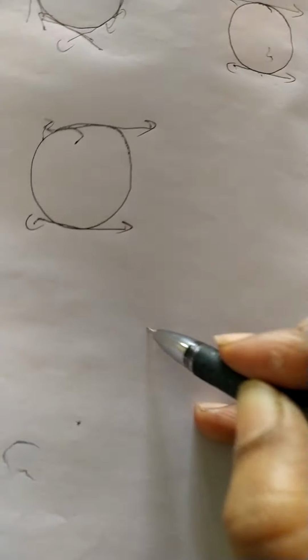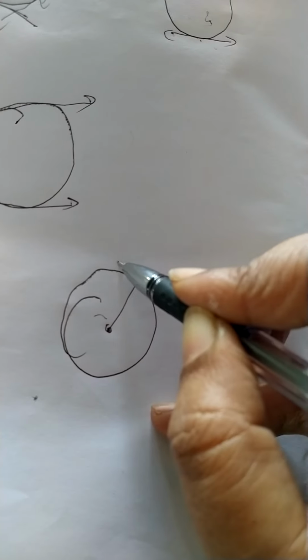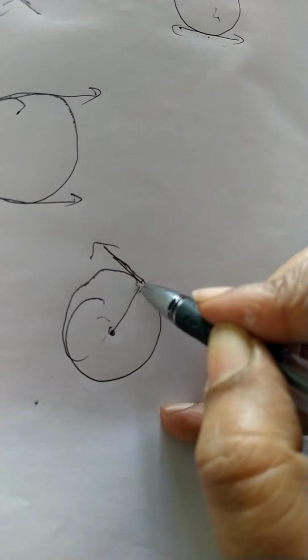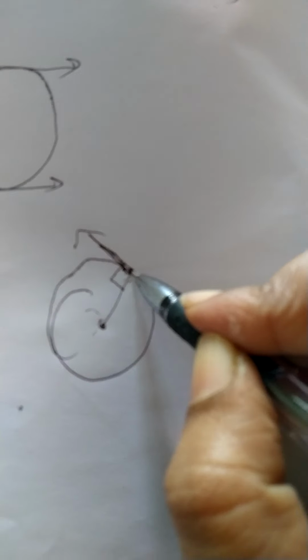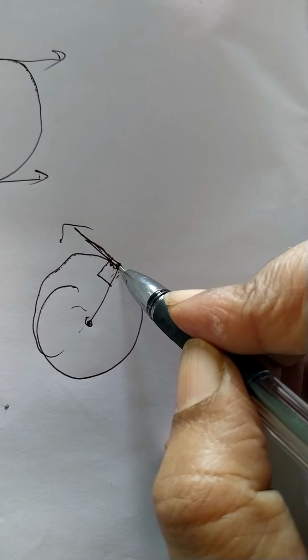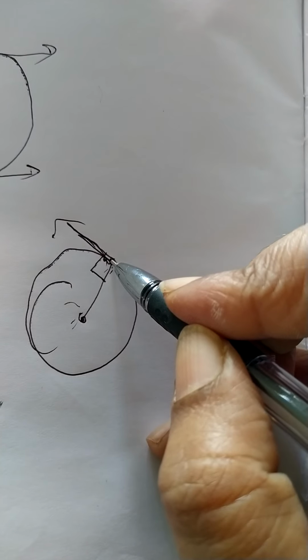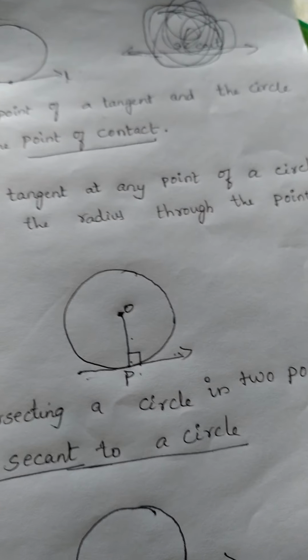Take any circle. If this is a radius and you draw a tangent, these two are perpendicular to each other. The main point is the point of contact. The important point is which tangent we have to take: the tangent and the radius which pass through the point of contact. So, the radius is perpendicular to the tangent.